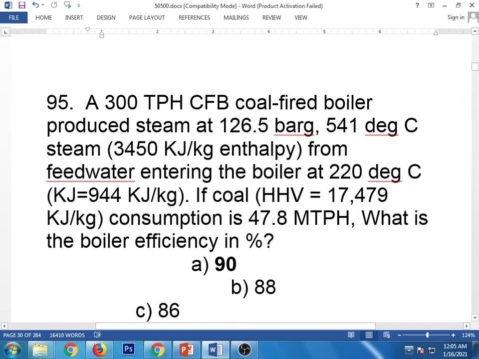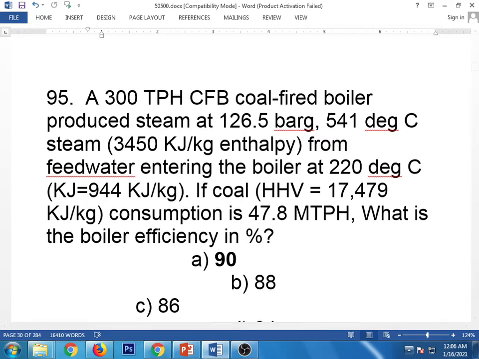A 300 mtph CFB coal-fired boiler produces steam at 126.5 bar, 541 degrees Celsius, or 3,450 kilojoule per kilogram enthalpy. From feed water entering the boiler at 220 degrees Celsius, enthalpy is equal to 944 kilojoule per kilogram. If coal HHB is equal to 17,479 kilojoule per kilogram, consumption is 47.8 mtph. What is the boiler efficiency in percent? Answer: 90.